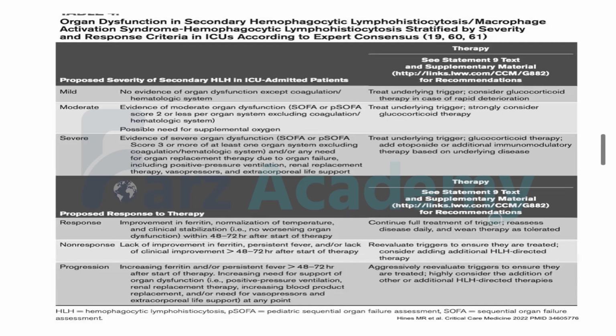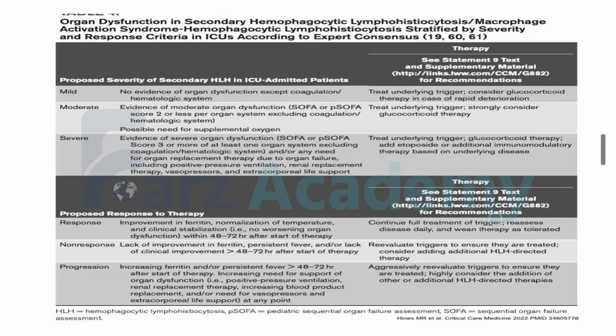In moderate cases, when there is a SOFA score of 2 or less per organ system, excluding the coagulation and hematological systems, maybe CNS is involved, respiratory system is involved, but the SOFA score is 2 or less. Then again, treat the underlying trigger. That is common for all, mild, moderate, severe. The underlying trigger, you have to treat anyway.